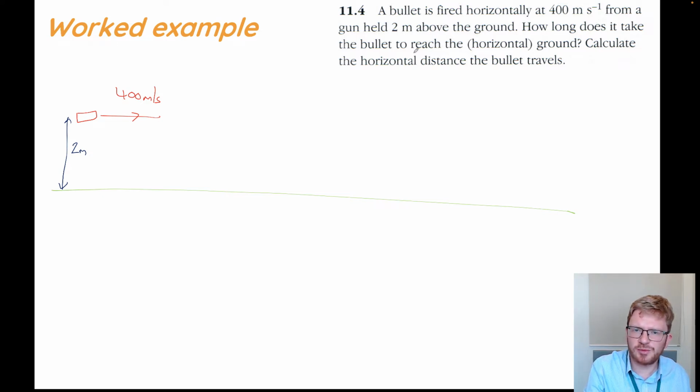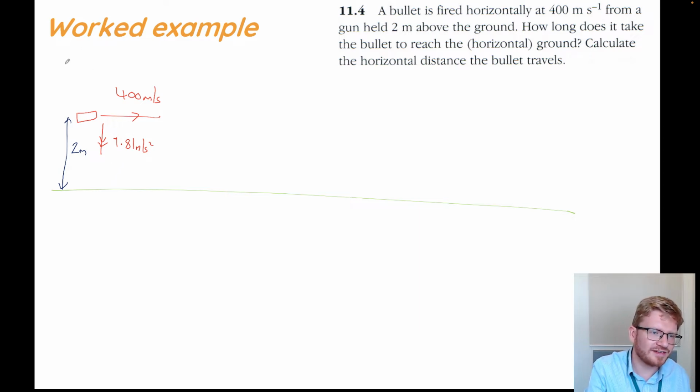How long does it take the bullet to reach the ground? So this is a classic example of projectile motion. What I can say is I have a forward velocity of 400 meters per second, and I'm going to have a downwards acceleration of 9.81 meters per second squared. Now, when I draw acceleration, I tend to do a line with 2 arrows on it. That's how I show acceleration.